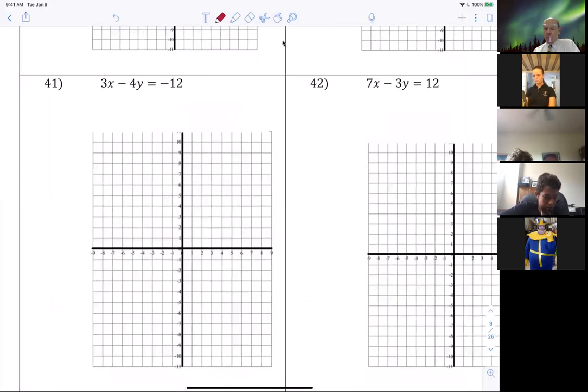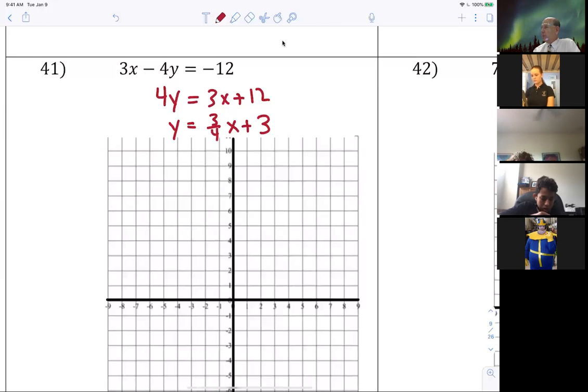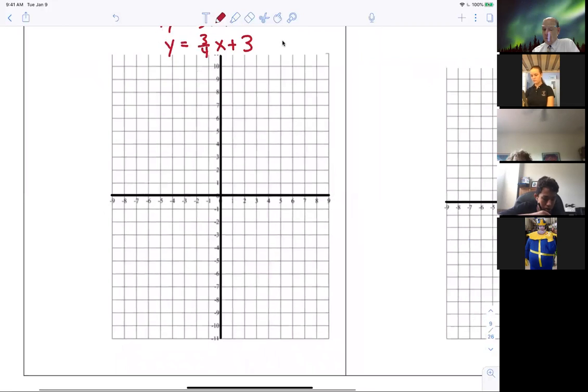All right, Karina, what do I have to do here, kiddo? There you go. I like that better. 4y equals 3x plus 12. Good. Now what? y equals 3 over 4 x plus 3. Beautiful. Tell me what to do now. Up 3 to 0. And then? Up 3 to right 4. You guys are amazing. Good job.